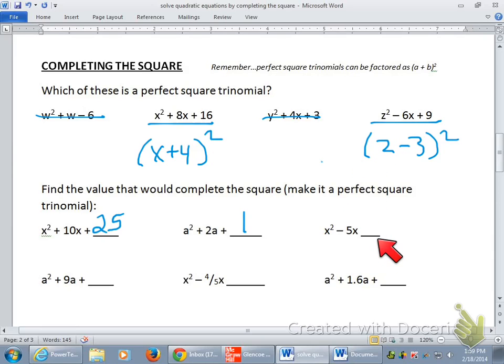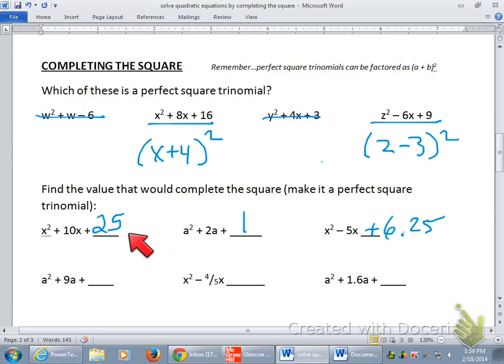Who's got an idea of what I could put in here to make this work? All right, it is 6.25. Okay, actually, I don't like that particular answer, but it is right. Okay, how'd you get it? Okay, so you said 5 divided by 2, and then you squared it. Now, why did you do that?